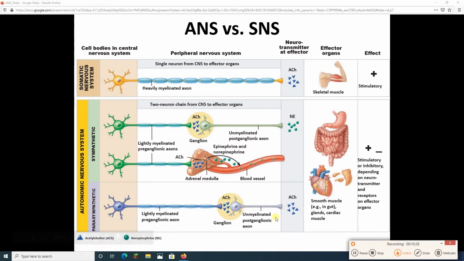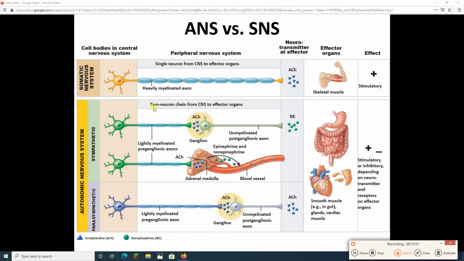Let's review again. In the somatic nervous system, from the CNS to the target tissue, to the skeletal muscle, it's a single neuron, heavily myelinated. Acetylcholine is our neurotransmitter. And we're adding something new here. The effect on the skeletal muscle is always stimulatory. So the only thing we can do to skeletal muscle is tell it, hey, contract. All right, that's all we can do.